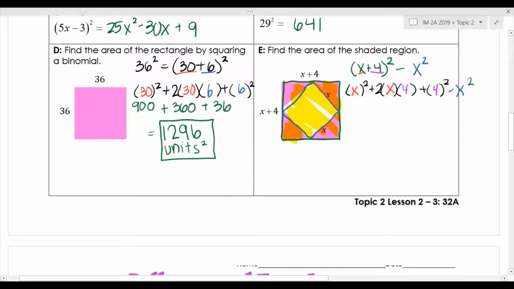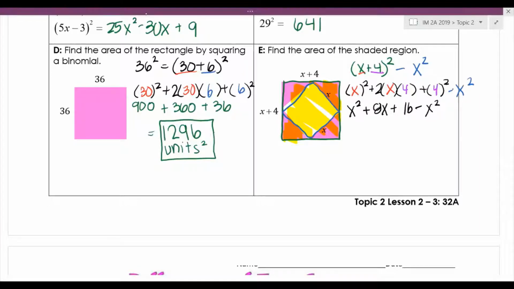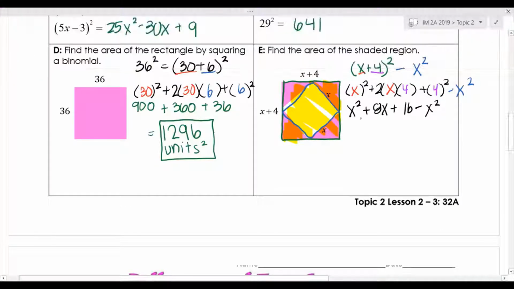And so if I square this and simplify, I've got x squared plus 2 times x times 4, so that's plus 8x. And then plus 4 squared is 16 minus x squared. And so the area of the shaded region is represented by this expression. Notice that we have like terms. So we have an x squared and then a minus x squared. So that means that the area is just 8x plus 16. And again, we're talking about area. So we want to represent this with square units.